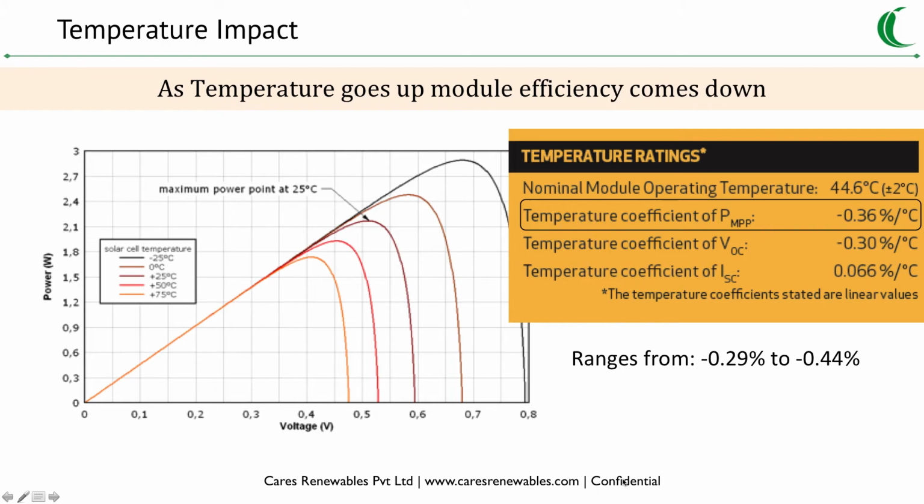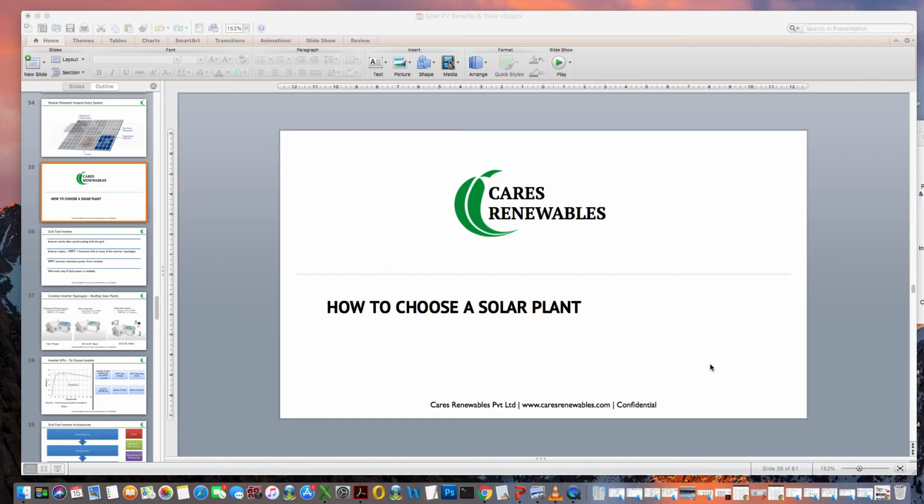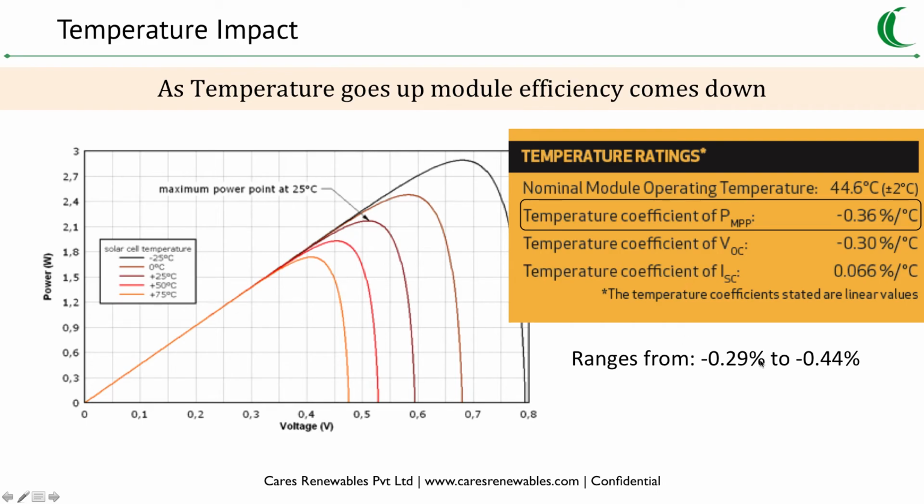The temperature coefficient typically has a range from 0.29 to 0.44%. It's a negative value. It's negative 0.29 to negative 0.44%. So a good system typically has less than 0.4% degradation. Lower than minus 0.4% is always preferred. So basically minus 0.44 is bad, minus 0.4 or minus 0.29 is good.